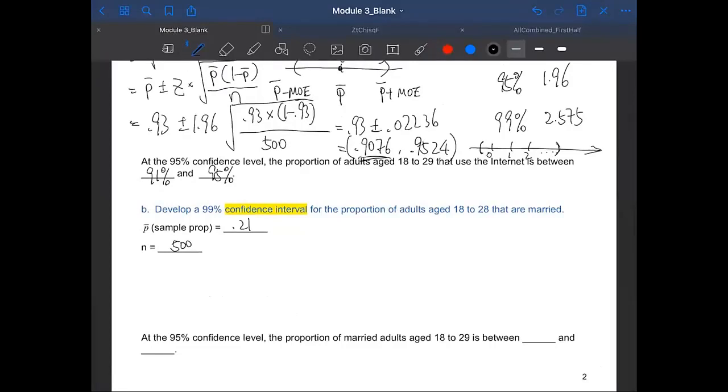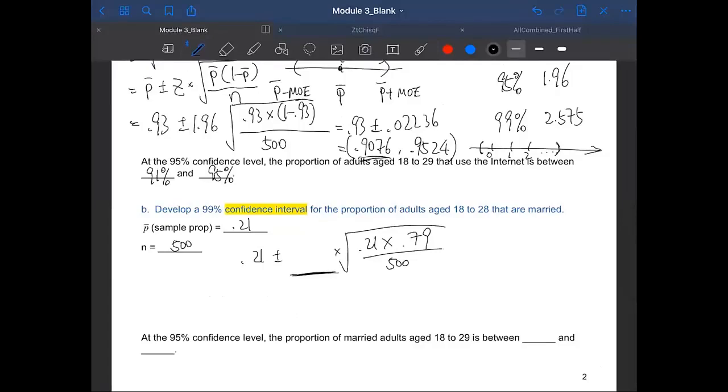Okay, I'm just going to write down here. It's going to be 0.21 plus minus 0.21 times 0.79. Make sure my calculation is right. Okay, over 500. The only exception is the multiplier part.